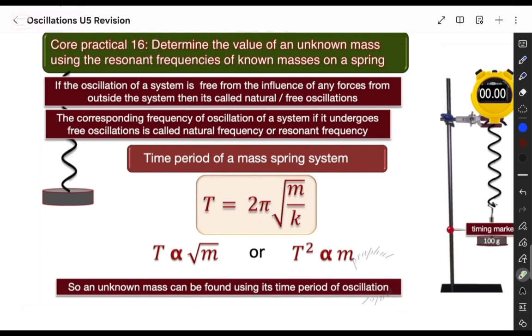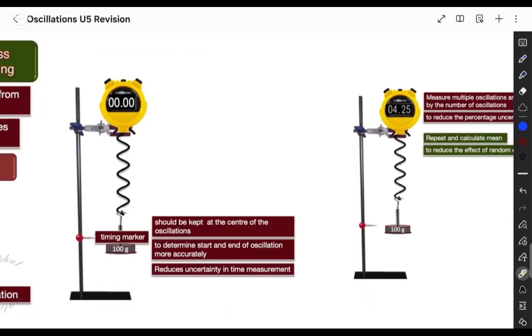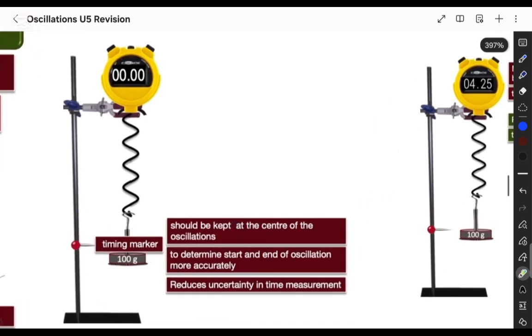And we're going to be using the spring mass system. Using the spring mass system, we can say that the time is directly proportional to square root m, and T squared is directly proportional to m. So what we want to do here is find the value of an unknown mass using the frequency. What we're going to be doing with all of this is finding the time period, and for the time period, we need to measure the number of oscillations.